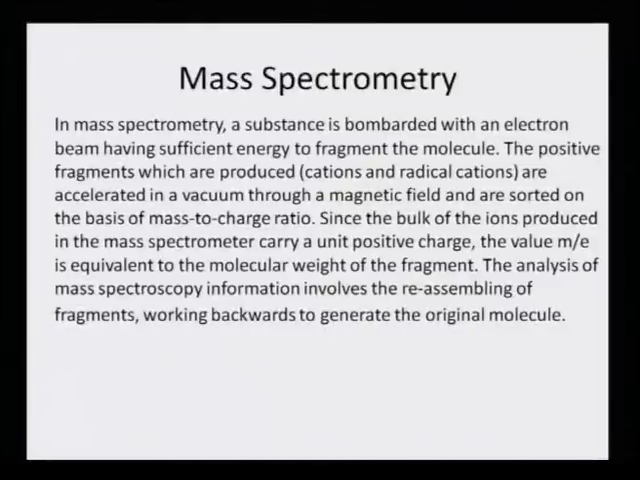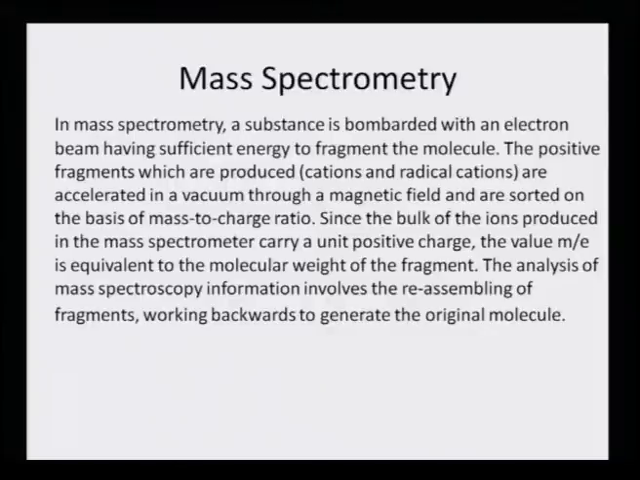Mass spectrometry: we have been talking about GC-MS, ICP-MS, everywhere the word MS, which can be elaborated as mass spectrometry. In mass spectrometry, a substance is bombarded with an electron beam having sufficient energy to fragment the molecule. The positive fragments which are produced, that is, the cations and the radical cations, are accelerated in vacuum through a magnetic field and are sorted on the basis of the mass to charge ratio.